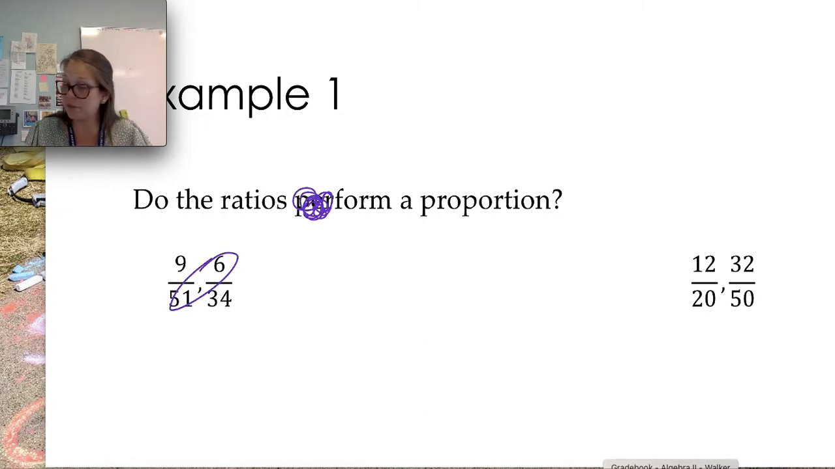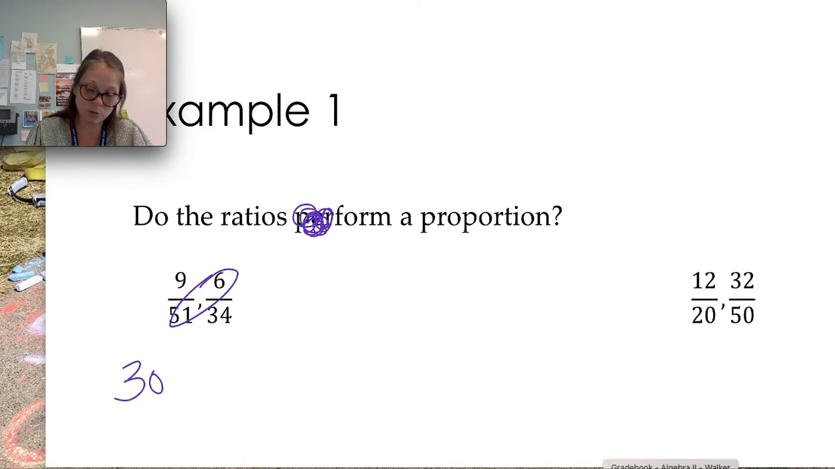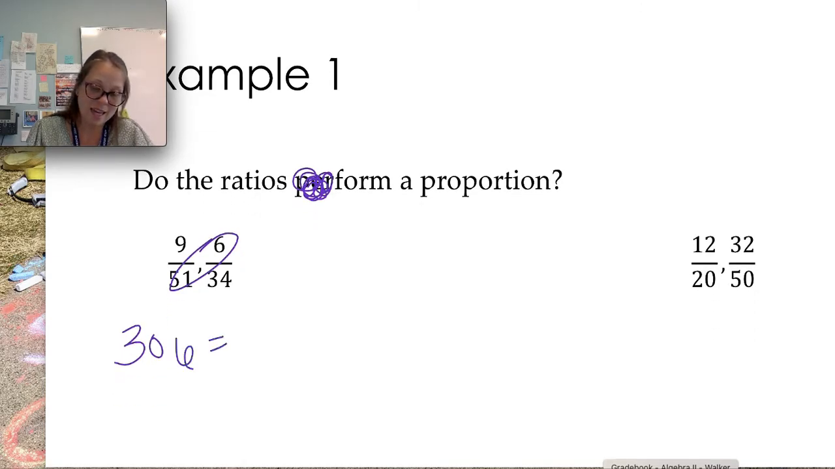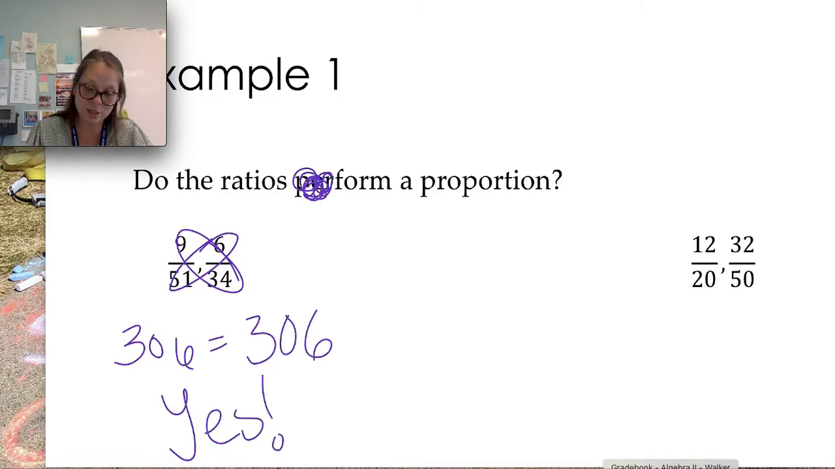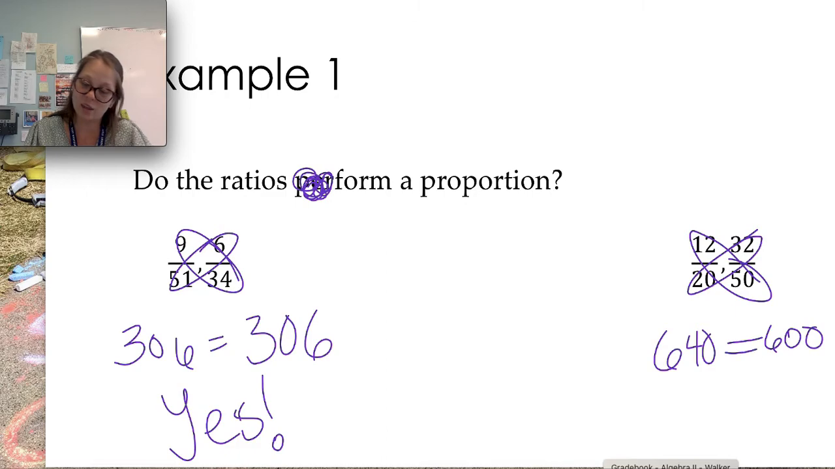All right, 9 over 51 and 6 over 34. 6 times 51 is 306. Whoops. And 9 times 34 is also 306. So we can say yes, they do form a proportion. For the next one, 32 times 20 is 640. 50 times 12 is 600. And those don't equal, so we would say no.